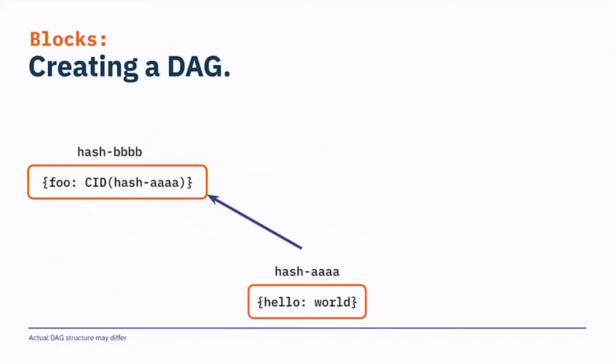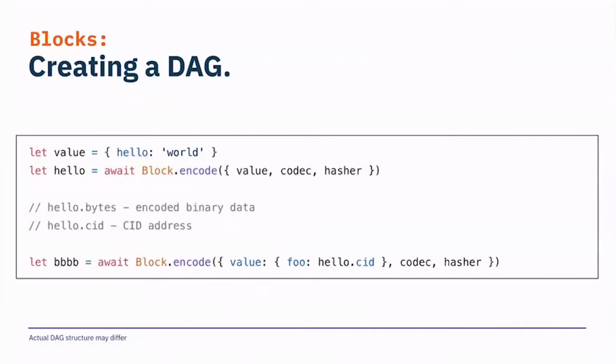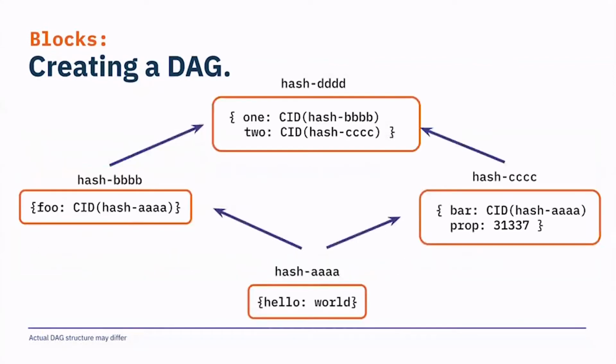So let's actually start using this a little bit. Let's create a node that links to it. We're going to create a little object called foo that's just going to have a value that actually links to this data that we just created. What that looks like in JavaScript is you're just going to take that CID and use it as the value in another object that you're going to encode. It's really that simple. But it's not a DAG until we're doing some deduplication and creating a graph.